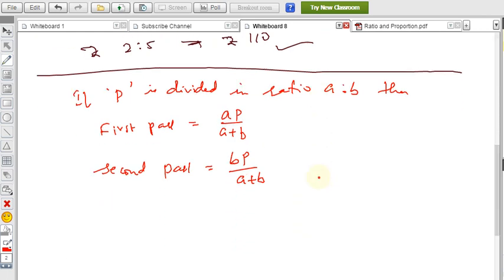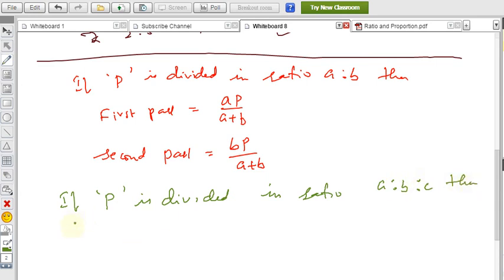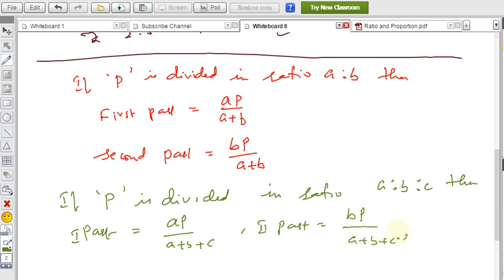So A, B, C, if they are given, it is also the same procedure. If P is divided in the ratio A is to B is to C, then three parts. Therefore the first part is A into P by, you should add A plus B plus C. Then the second part is B into P by A plus B plus C. Similarly, the third part is CP by the same A plus B plus C. So if you simplify, you'll get it.